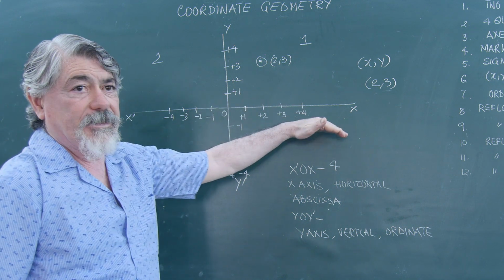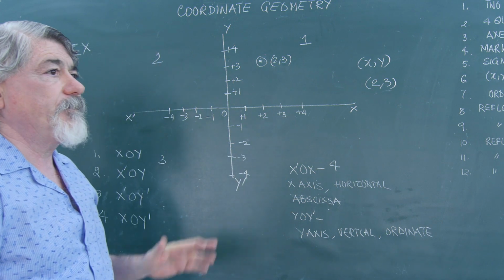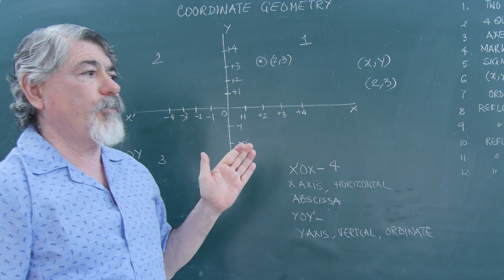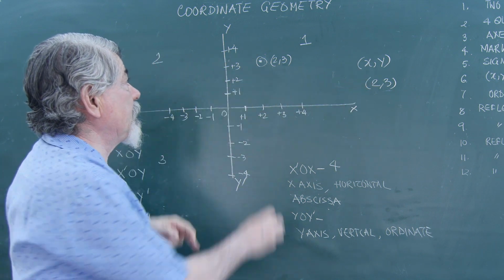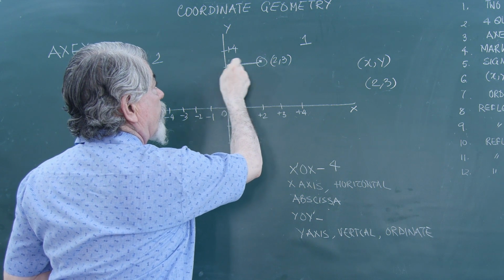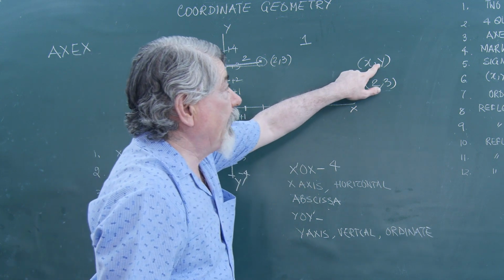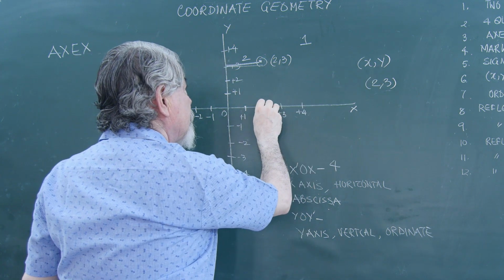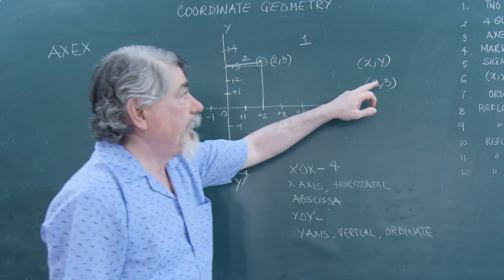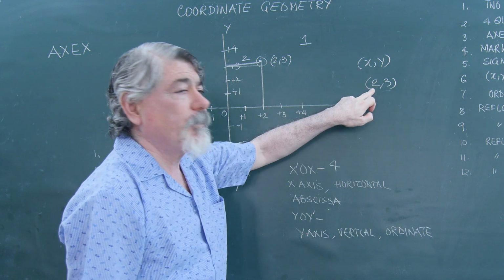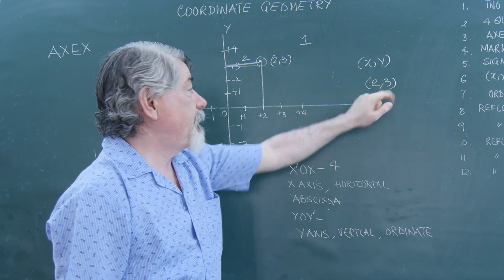These are reference lines. When I say x coordinate is 2, that means the perpendicular distance of that point from the y-axis is 2. And y is 3 means the perpendicular distance from the x-axis is 3. The x coordinate is the perpendicular distance from the y-axis, and the y coordinate is the perpendicular distance from the x-axis.